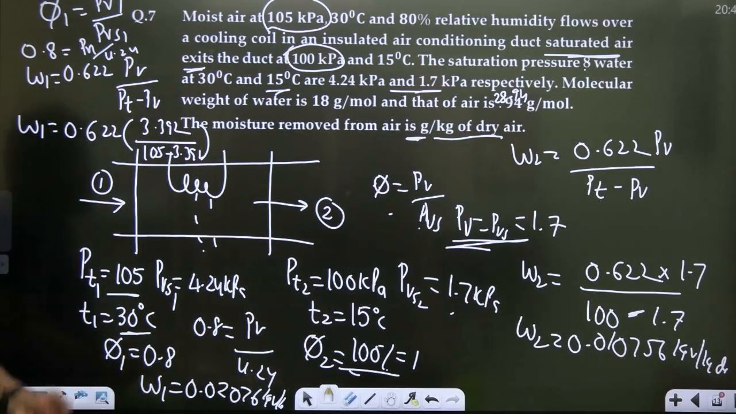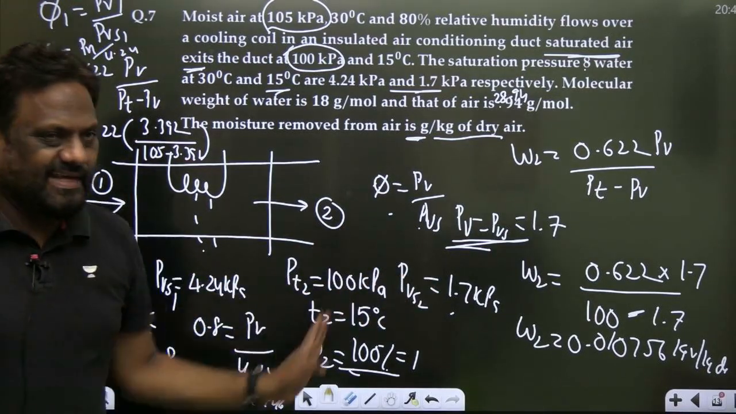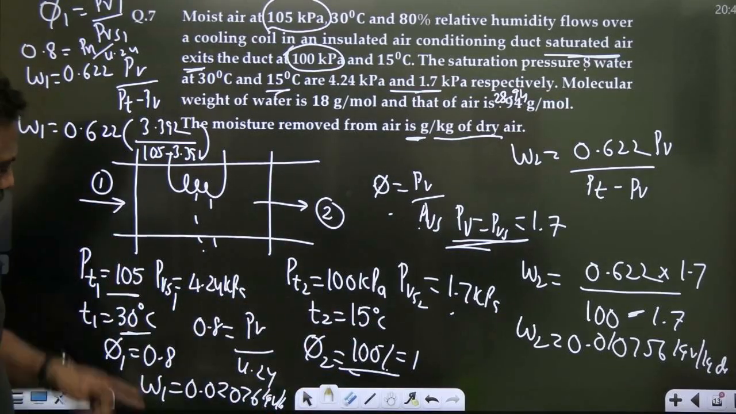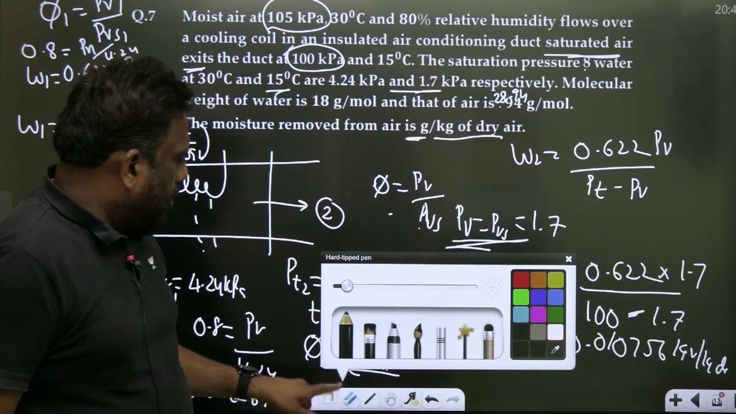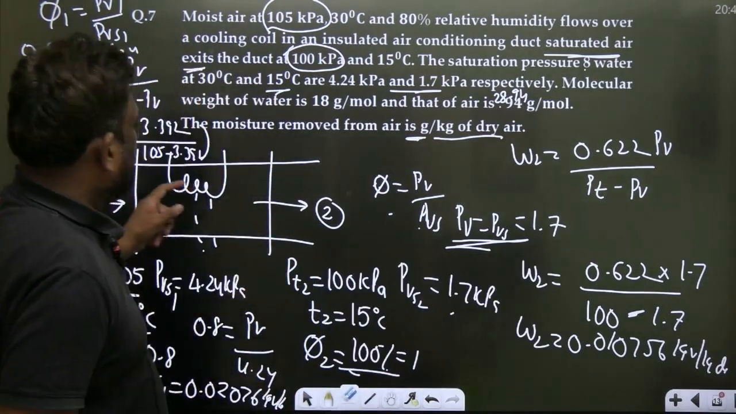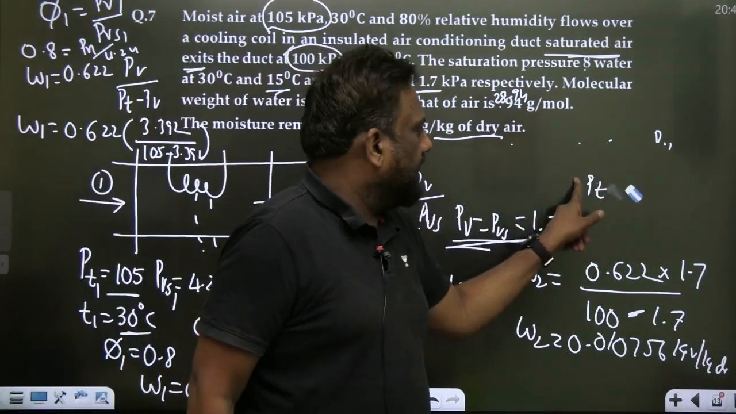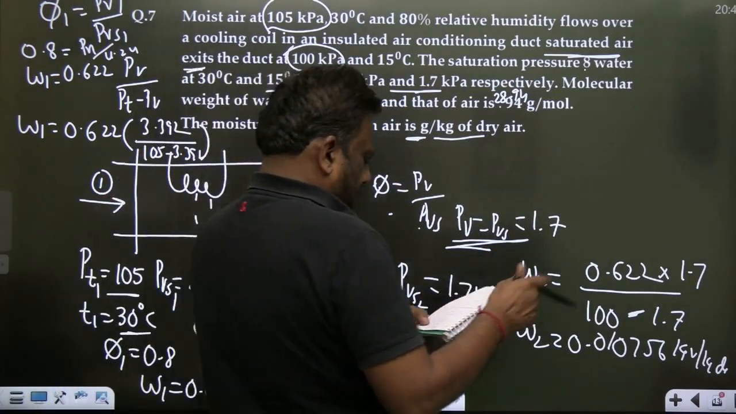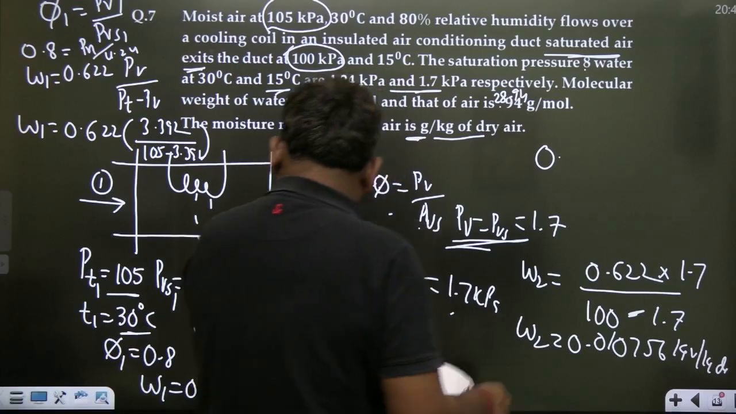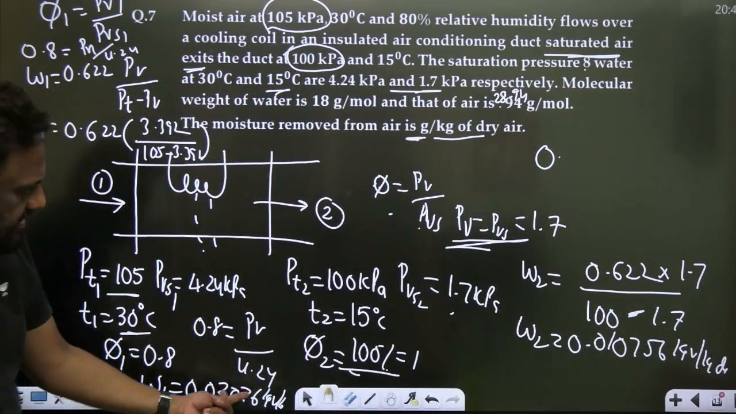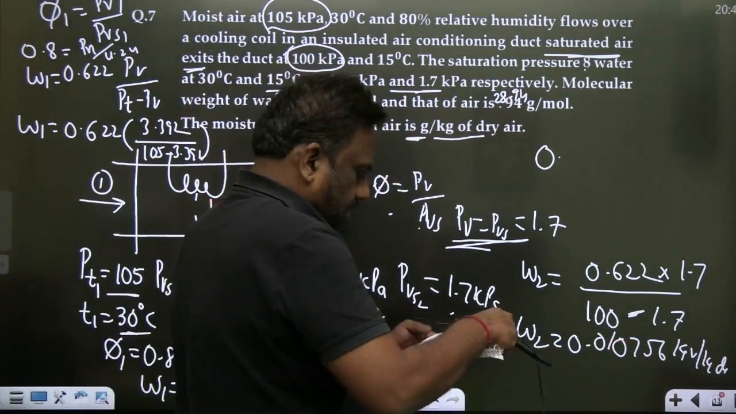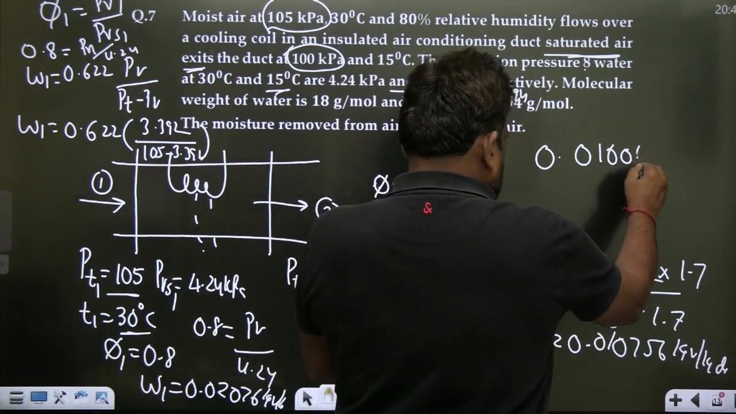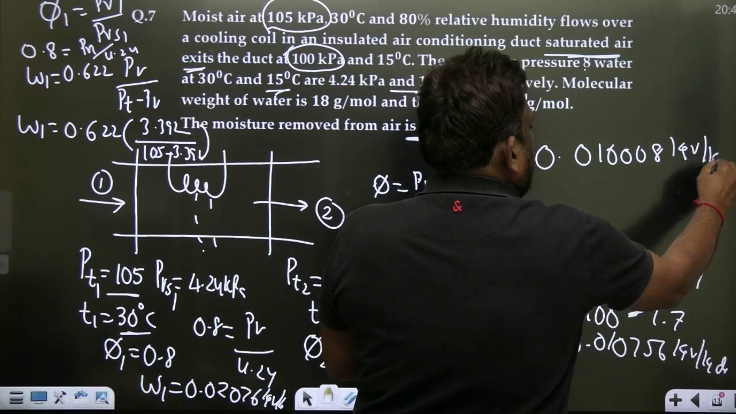So how much moisture is removed? For 1 kg dryer, take the difference of this minus this. So omega 1 minus omega 2 is the moisture removed. My dear students, if I calculate, omega 1 0.02076 minus 0.010756, I am getting the answer as 0.010008 kg vapor per kg dryer.